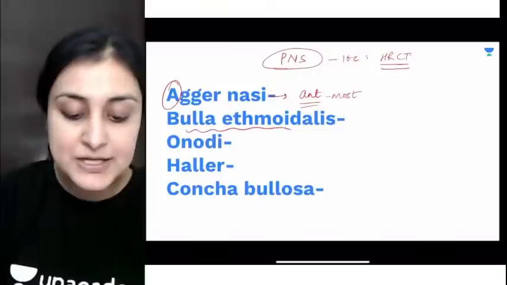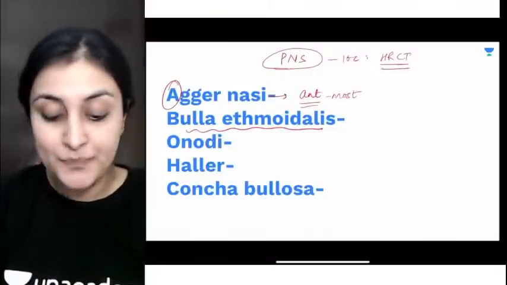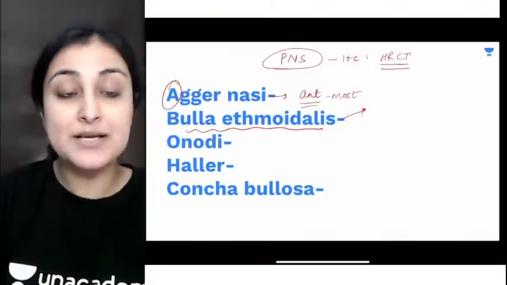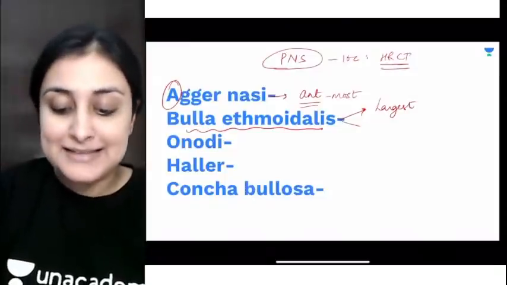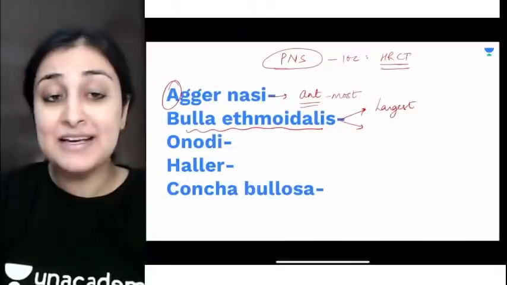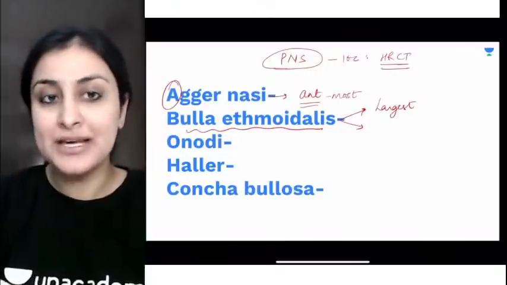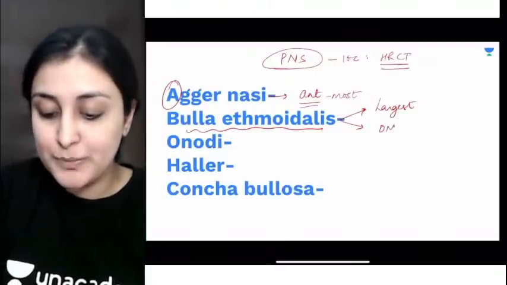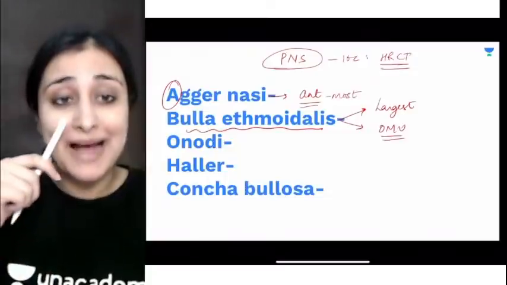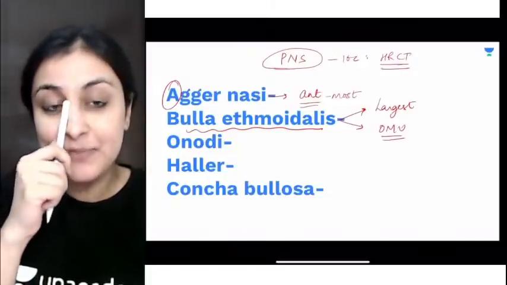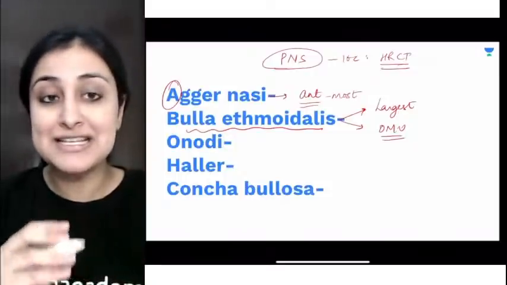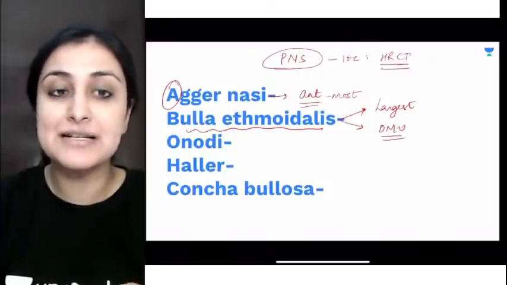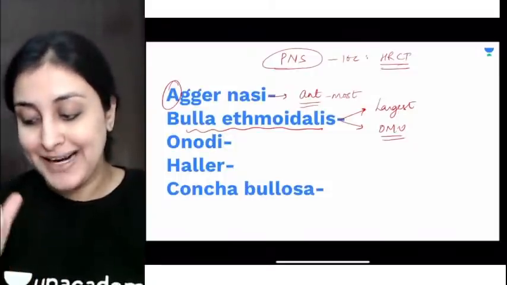Bulla ethmoidalis. What are the two things we need to know about bulla ethmoidalis? सबसे पहले it is the largest. It's the largest ethmoid air cell. Secondly, ये क्या form करता है? Is it a part of some unit? Yeah, it is a part of osteomeatal unit, है ना? तो जहाँ पे maxillary sinus खुलने वाला है, that unit का part I will see bulla ethmoidalis. So do you agree? I will see it in the same plane when the maxillary sinus ostium is opening, right? Keep that in mind.